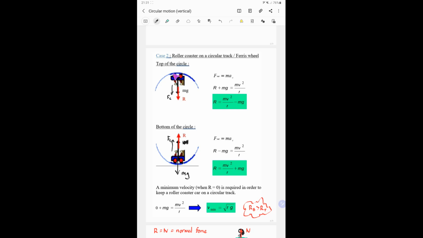Okay, so what is our minimum speed needed here? Alright, so in this case, to ensure that the object just reaches the maximum height, V minimum is needed here. When the speed is minimum, R equals 0. It seems like the object just reached the maximum without pressing the rail. So there is no R. In this case, a minimum velocity when R is 0 is required in order to keep a roller coaster car on a circular track.